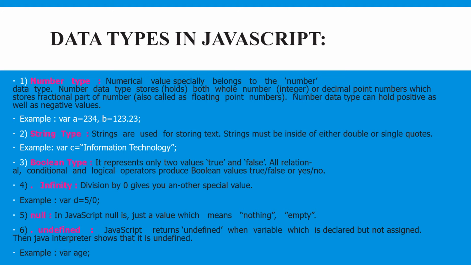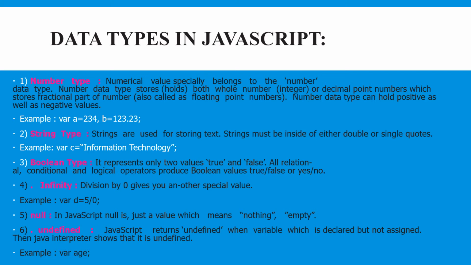For example, variable a is equal to 123, or variable b is equal to minus 123, or variable c is equal to 20.70. So like that, it defines the whole number in the positive as well as the negative sign as well as the float, that is the fractional part of the number. Second one is string type.